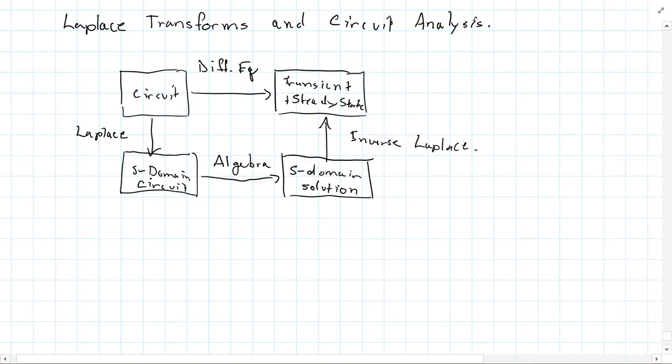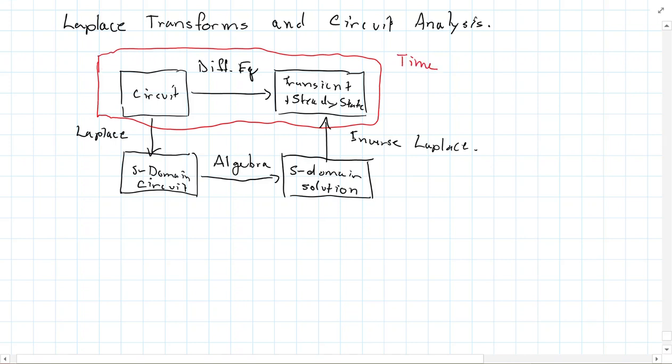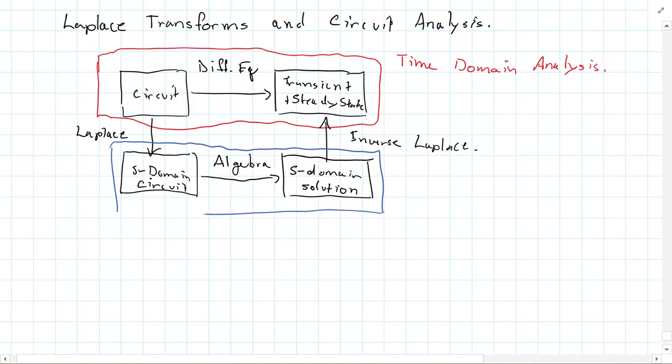Now, we kind of put this picture up here, but I want to talk a little bit more about what's going on with this diagram. In this path here, if we just look at this, this is what we would call time domain analysis, meaning that we're analyzing the circuit in the time domain, with respect to time. Now, you might say, okay, well here, this is clearly S domain analysis, right?